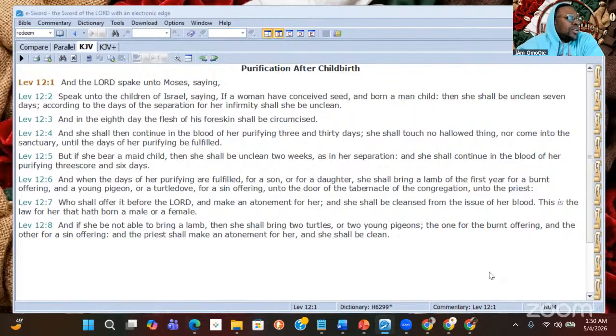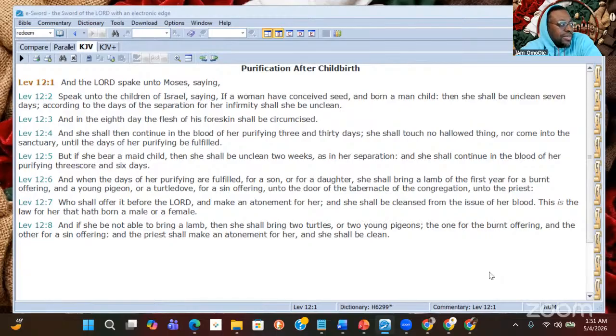Okay? And Jehovah spake unto Moshe, saying, Speak unto the children of Israel, saying, If a woman have conceived seed and born a man child, then she shall be unclean 7 days. According to the days of the separation of her infirmity, shall she be unclean. And in the 8th day, the flesh of his foreskin shall be circumcised. And she shall then continue in the blood of her purifying 3 and 30 days.